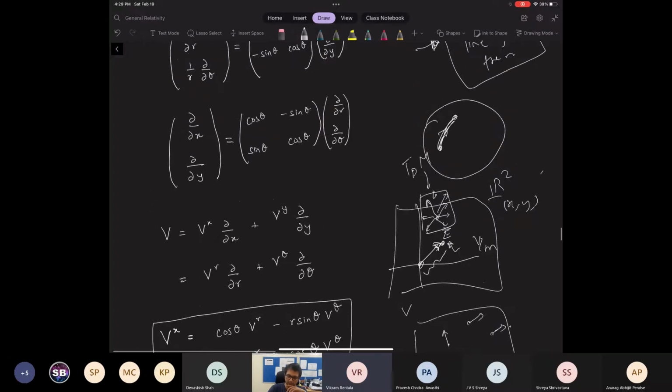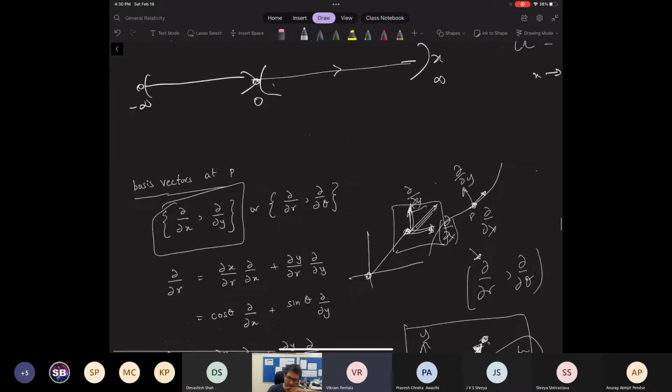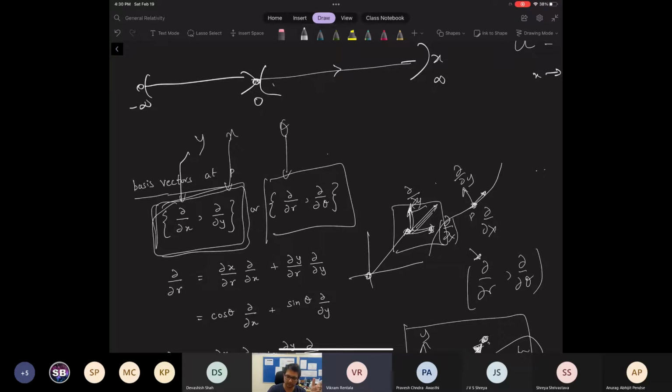Okay, so at the moment we're looking at one specific point, and we're trying to look at basis vectors in the tangent space. The basis vectors you can think of as partial x and partial y, or partial r and partial theta. You have to be clear when you say partial, what are you holding constant. Here you're holding y constant, here x constant, here theta constant, and here r constant.